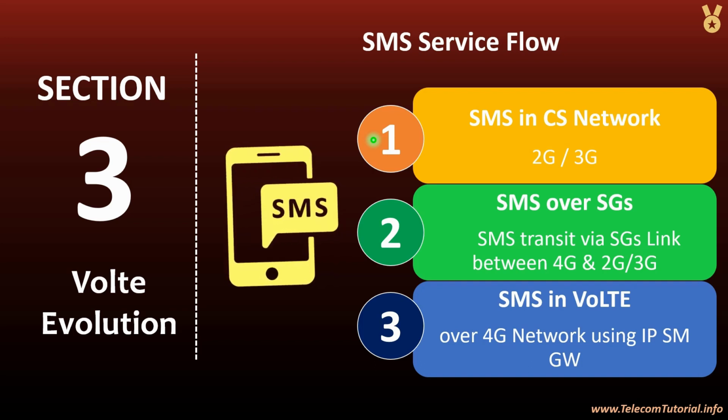The first one is SMS in CS network. The second one is SMS over SGS network, which means SMS transits via the SGS link between 4G and the 2G 3G. The third one is SMS in VoLTE network.